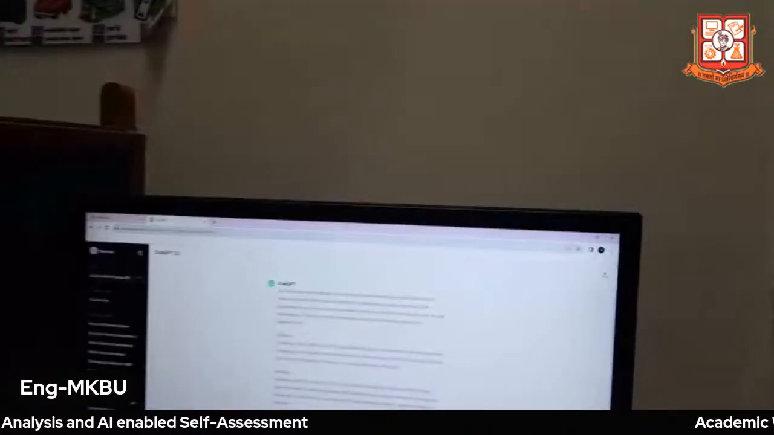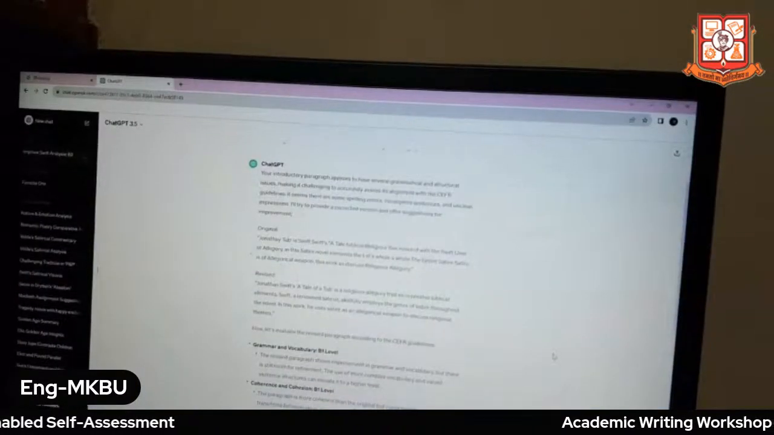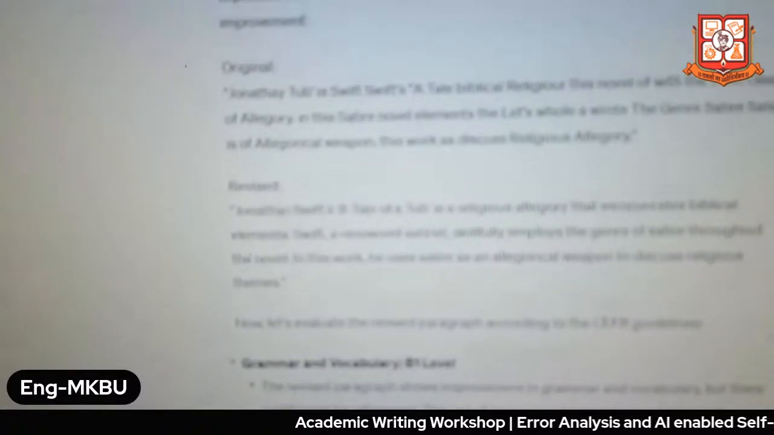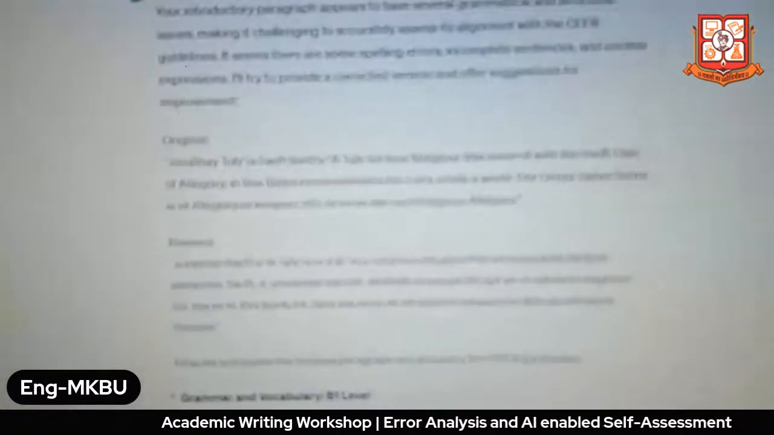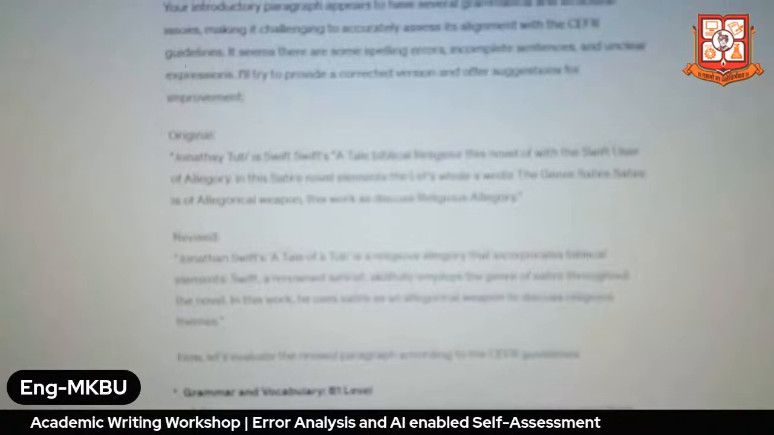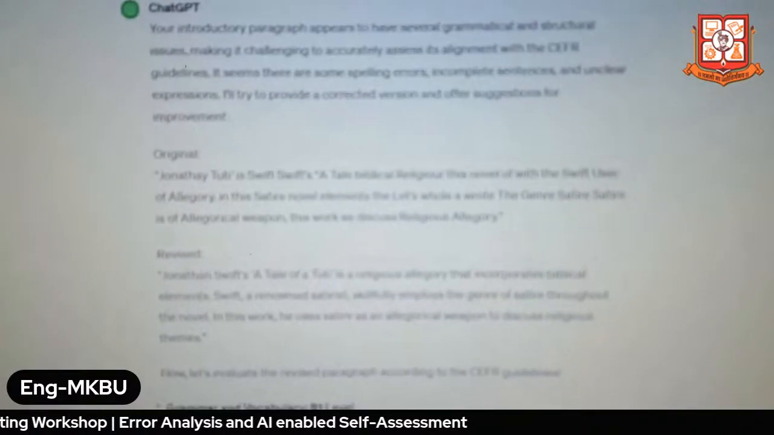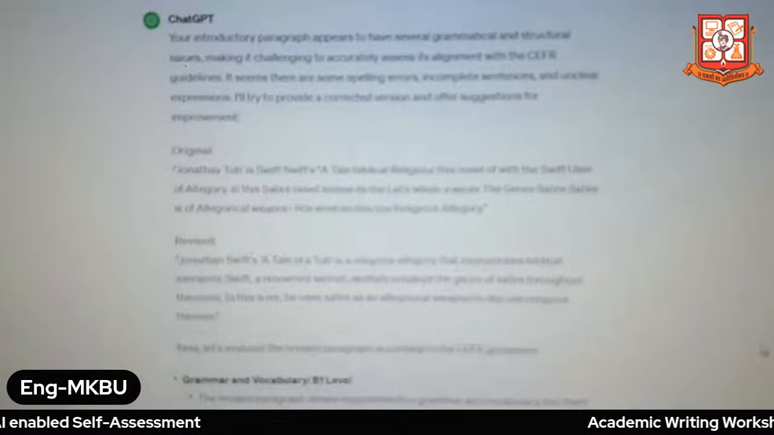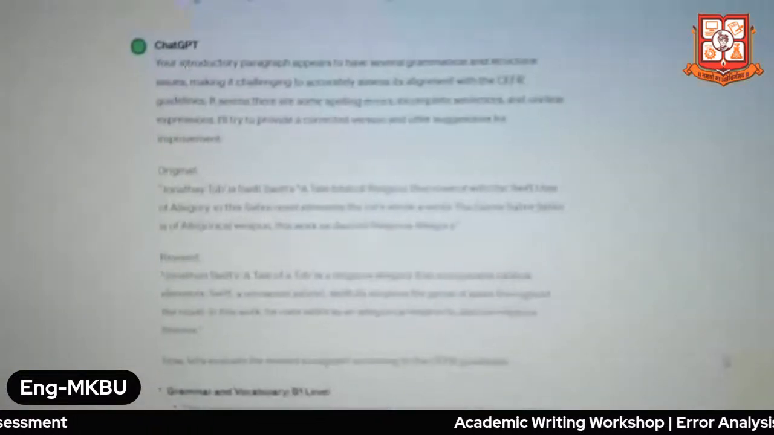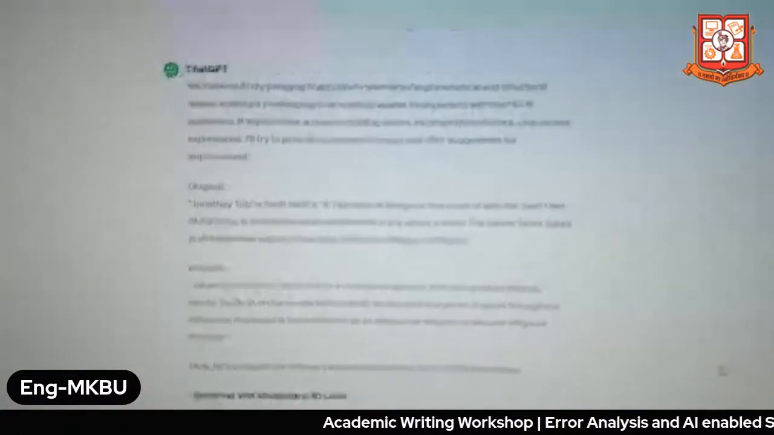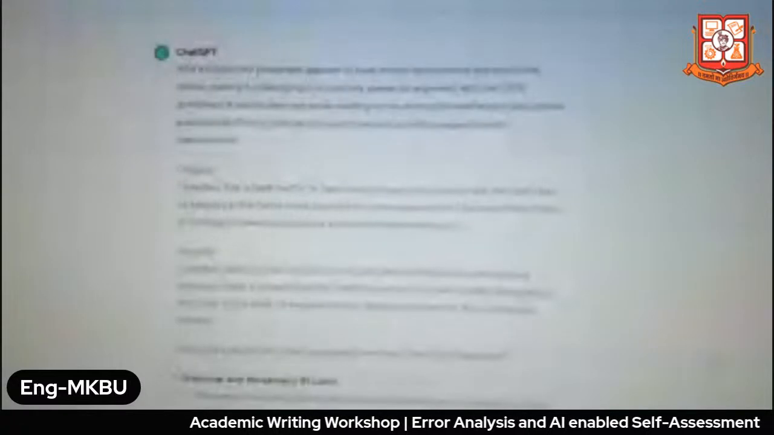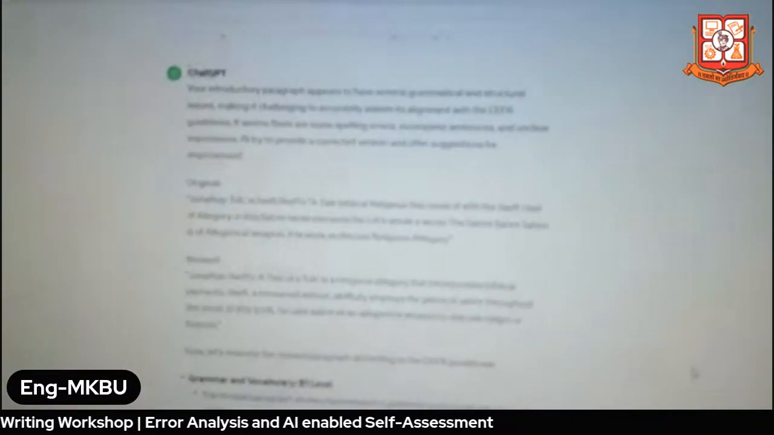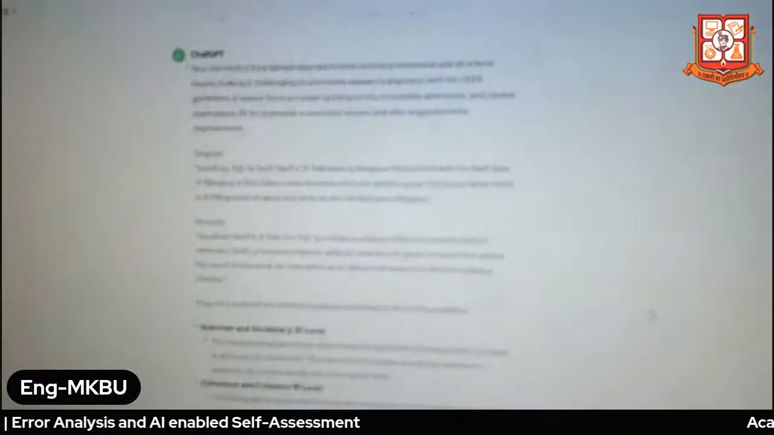So you have original and then revised. Okay. So you have this word like incorporates. Yes. Incorporates is a word, then renowned, skillfully employs. These are the words which we are missing. So if you add these words, it becomes of a good quality.